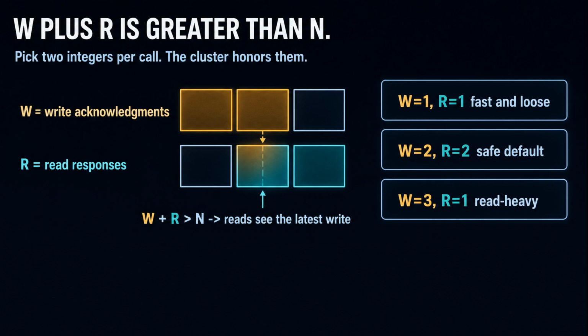The consistency knob is the next move. A write waits for W acknowledgements before it returns. A read waits for R responses. And the rule of thumb is W plus R is greater than N. If the write set and the read set overlap by at least one node, every read sees the latest write. With N equal to 3, you can pick W equals 1 and R equals 1. That is fast and loose. Reads might miss a recent write.